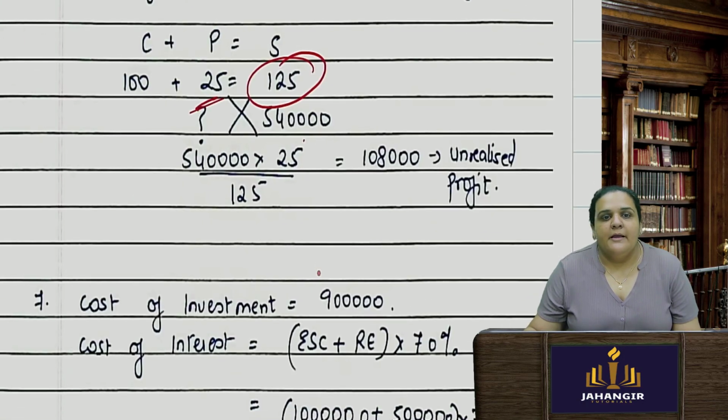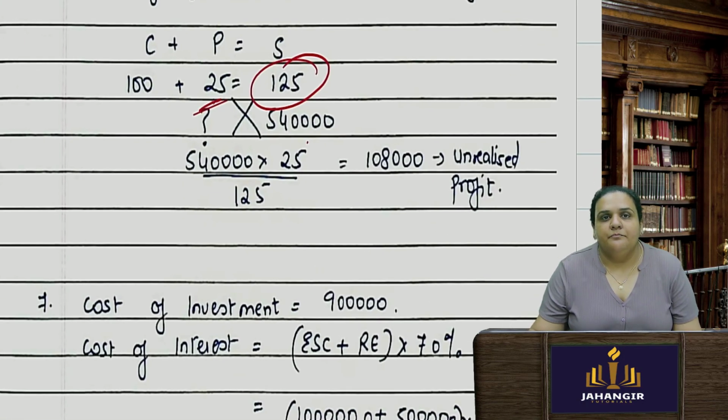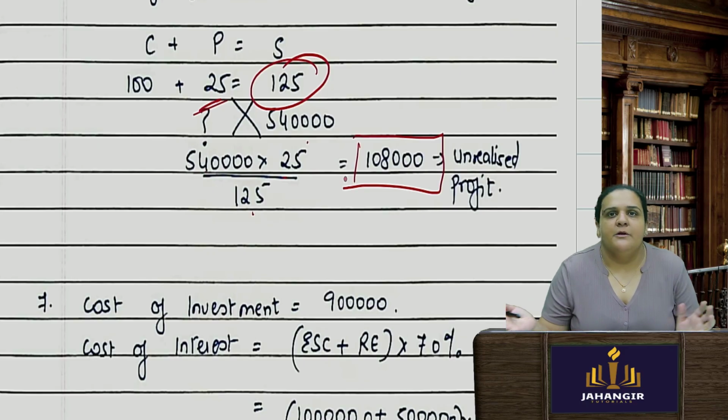So what will be my unrealized profit amount? Cross multiply 5,40,000 into 25 divided by 125. 1,08,000 will be unrealized profit, because now they have become one company, holding and subsidiary. Okay, so I'll remove this profit from my stock also.